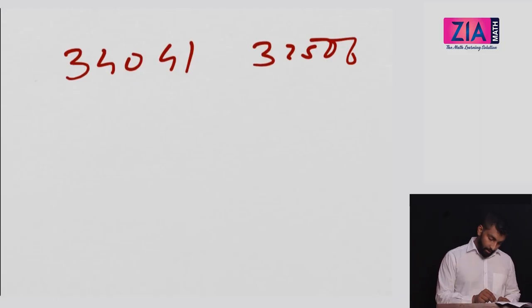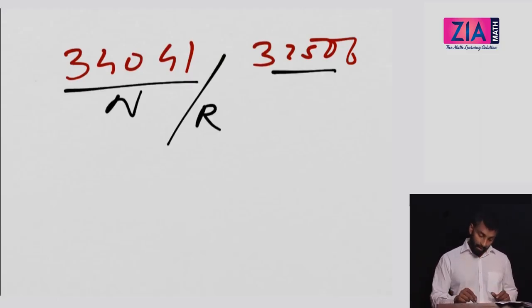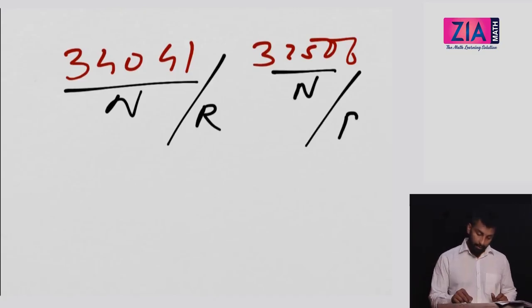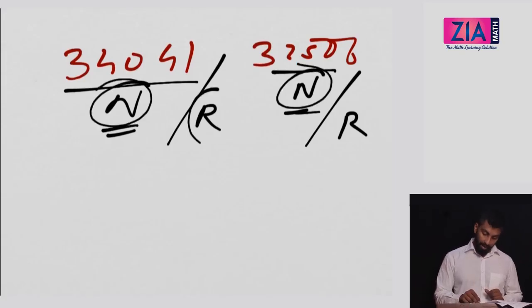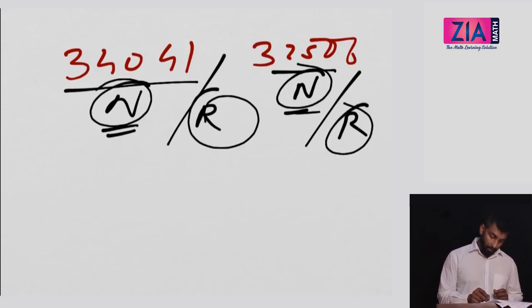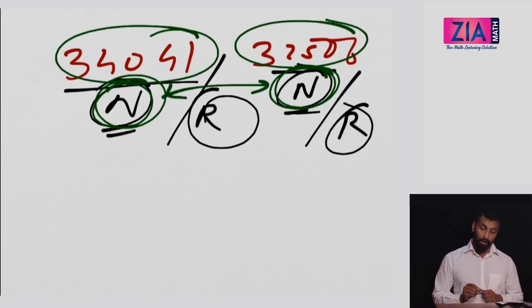Okay, what is the answer for this question? 34041 and 32506, right? So basically, if you divide the first number with a number, you get a remainder. If you divide the second number with the same number, you get the same remainder. So what is the number is what they're asking, right? But what is given is that this n is a 3-digit number. So you have been given two numbers, 34041 and 32506, divided by a 3-digit number. These two have the same divisor and give the same remainder, right?